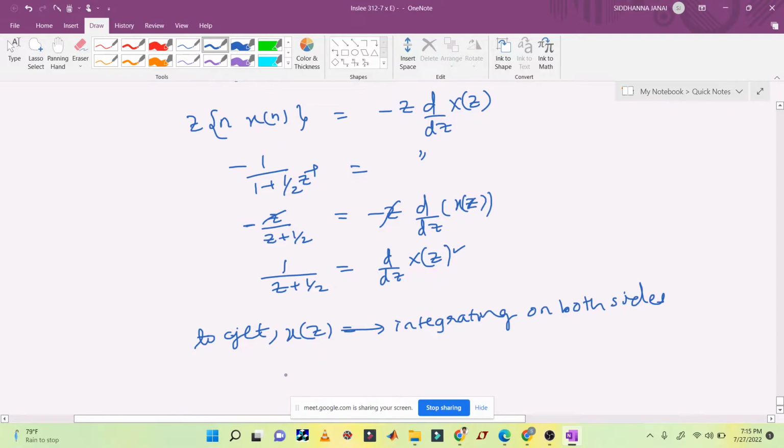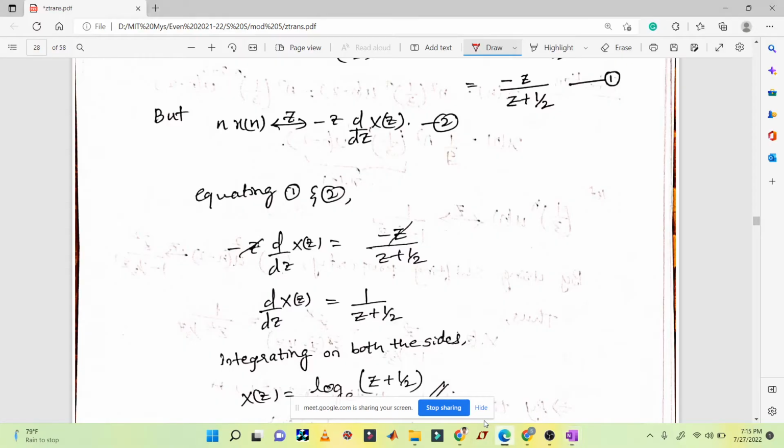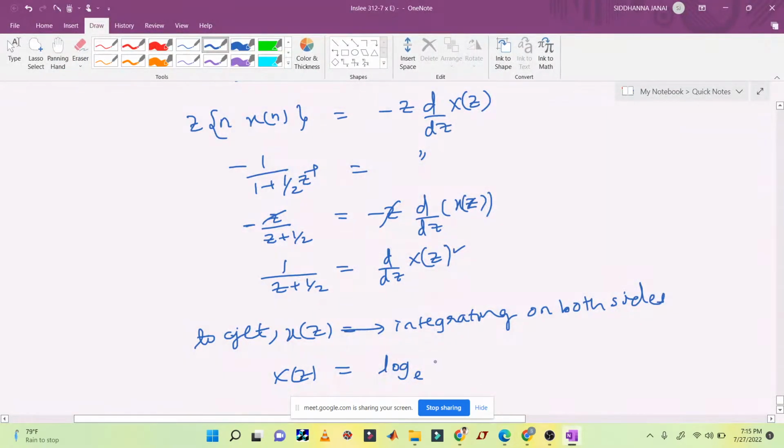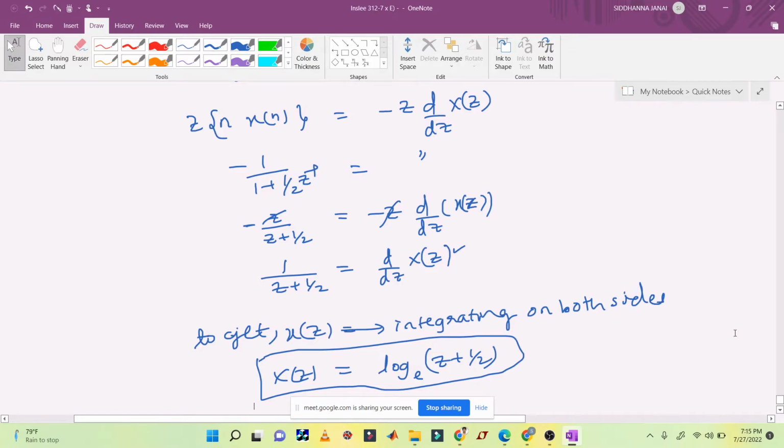So after integrating, you know that the integration of this will give us log of z plus 1 by 2. Okay, so here, log of z plus 1 by 2. So here you can clearly understand, right?